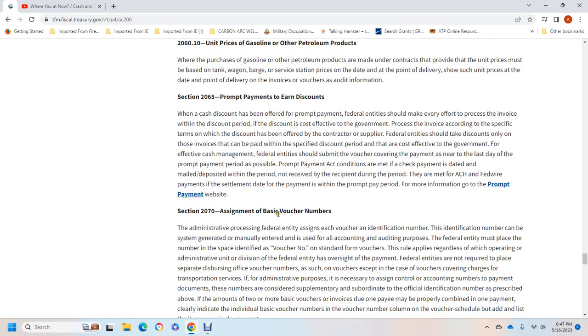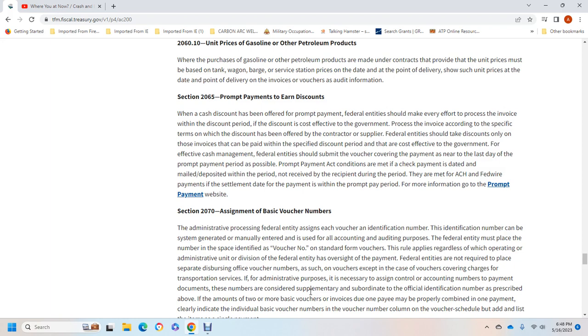Section 27, the assignment of the basic voucher number. The administration of the procedure, process of the federal entity, the assignment of each voucher identification number. The identification number, system generated or manually entered, is used for all accounting and auditing. The federal entity must place a number in the space identified as voucher number, the stamp of the well from all the vouchers. The rules apply regardless for the operating and administrator of the units of the division of the federal entity, the oversight of the payment of the federal entities.